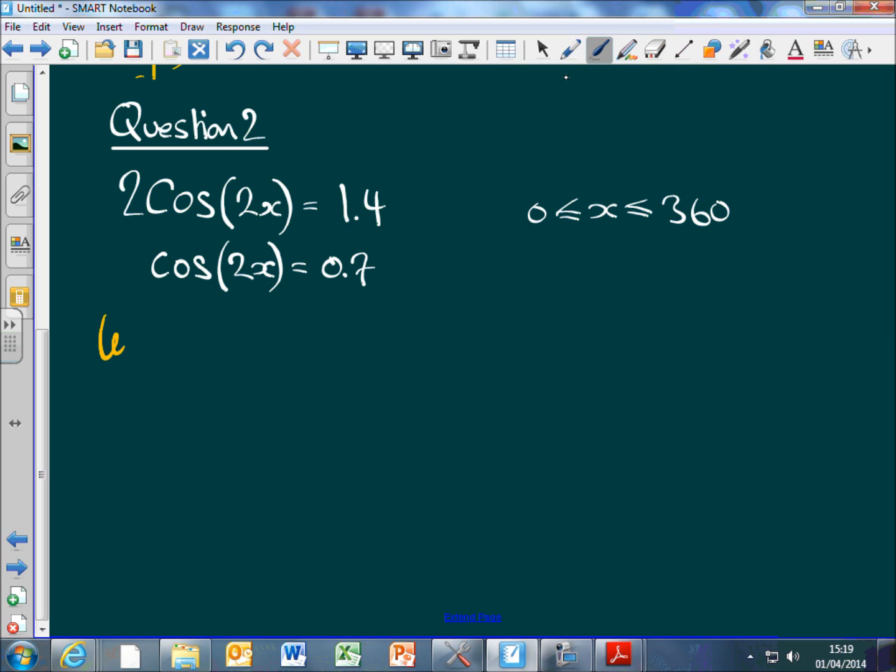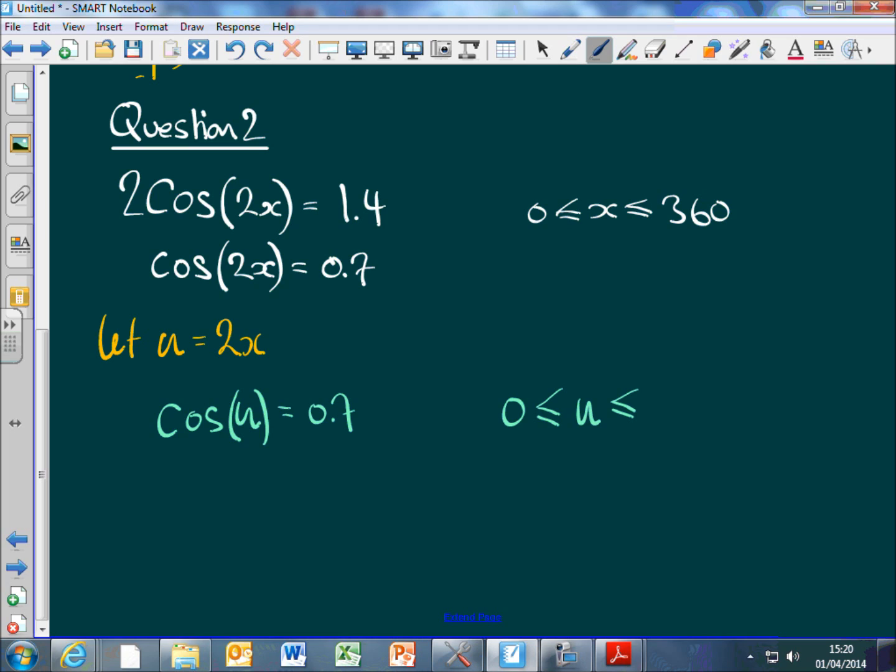Okay, we're going to say let u equal 2x. And we're going to say this problem, cos 2x equals 0.7, is too difficult to solve. But I can solve a different problem. I can solve cos u equals 0.7, because u equals 2x. But because u equals 2x, the limits have now changed where I'm looking, because now I'm searching for a value of u, not x.